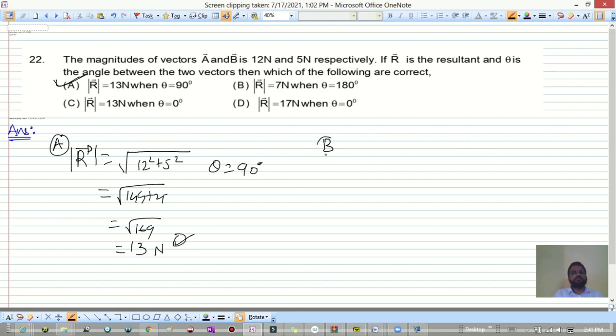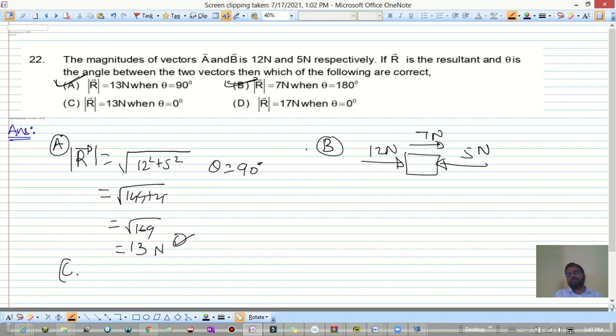Option B now, 7 Newton when theta is equal to 180 degrees. When theta is equal to 180 degrees, that indicates one force is in this direction, that is 12 Newton, and the other force is in this direction, that is 5 Newton. So we have 7 Newton in the direction of the greater force. So 12 minus 5 is 7 Newton. So yes, B is also correct over here.